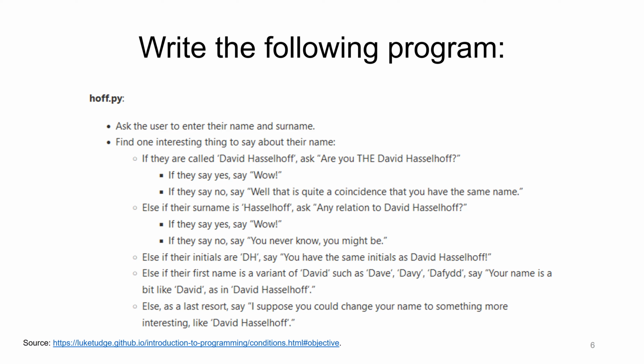Otherwise, if all of the above is not true, but the first name is a variant of David, such as Dave, Davy, David, say your name is a bit like David, as in David Hesser. Or if all of the above are not fulfilled, as a last resort, say, I suppose you could change your name to something more interesting, like David Hesser. So I hope it's clear to everybody what the task here is, what the objective is that we want to achieve, or what the program is supposed to do that we are writing today.